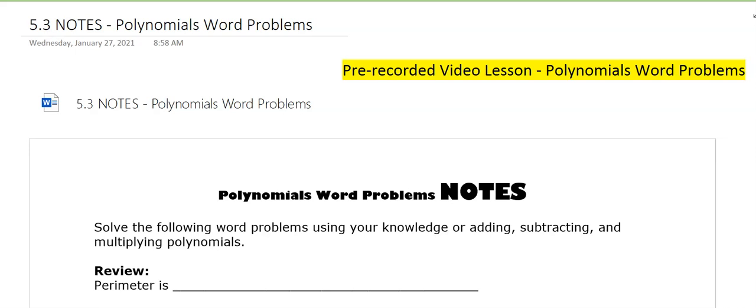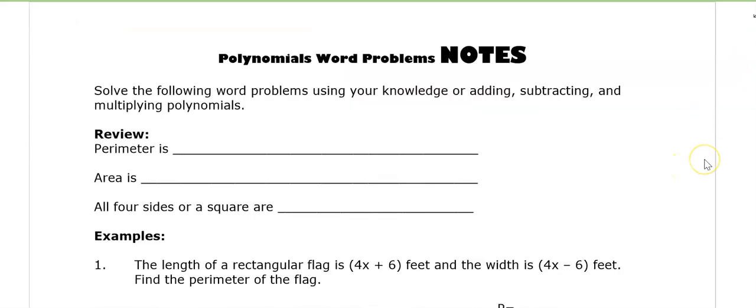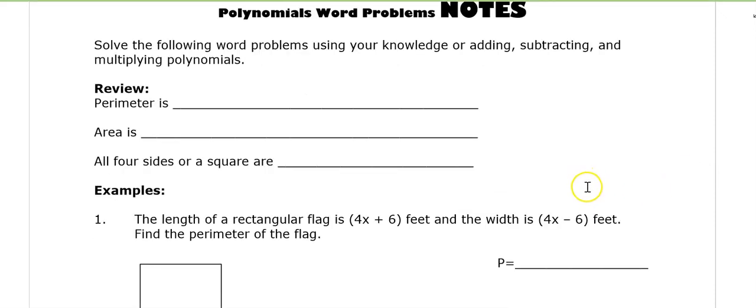Polynomials, word problems. So now we're going to take multiplying polynomials and adding and subtracting polynomials and put them together in real life applications this time around. So here we go. Solve the following word problems using your knowledge of adding, subtracting, and multiplying polynomials.